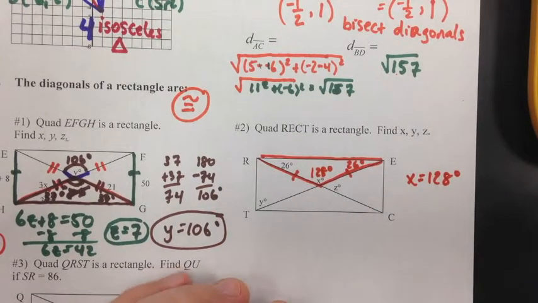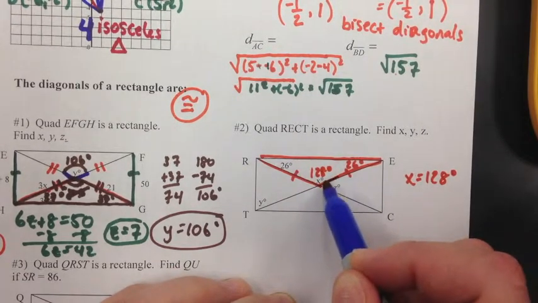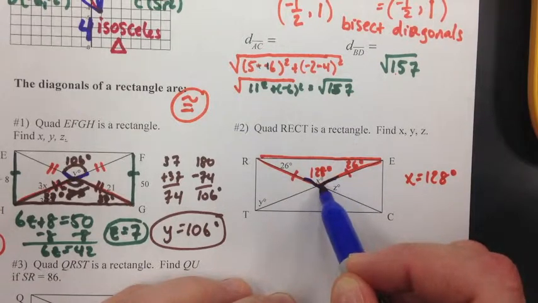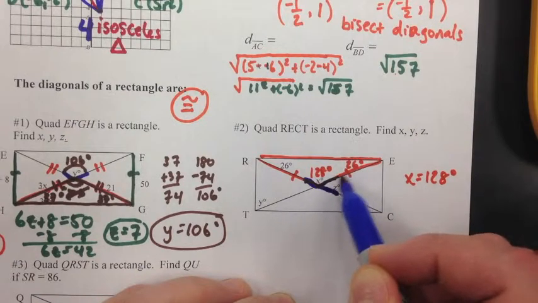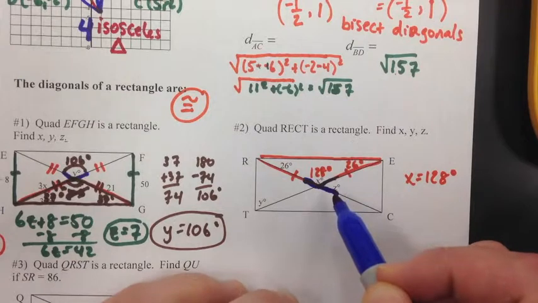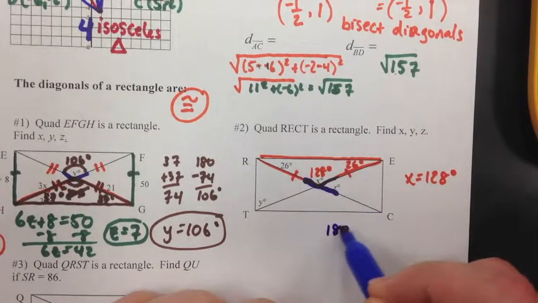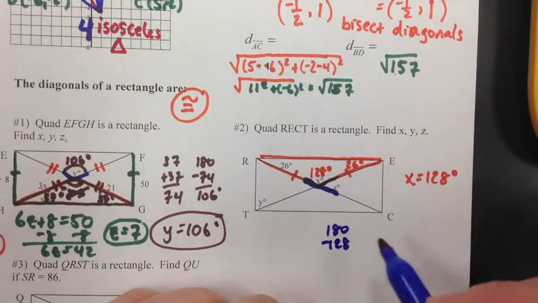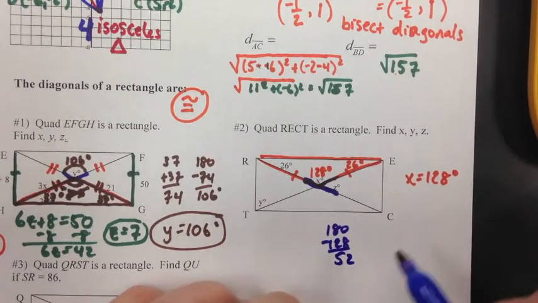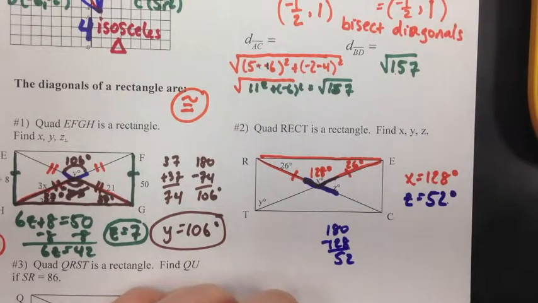Now we need y, we need z. I'm going to go for z. Notice that the x and the z, they are adjacent. They have the same vertex and ray right here, and they form a line. A line is 180, so they're supplementary. So if we do 180 minus 128, we get 52, and z equals 52 degrees. Okay, so that's good. So we need one more, we need y.